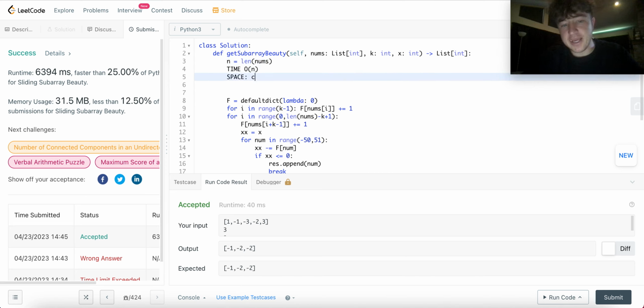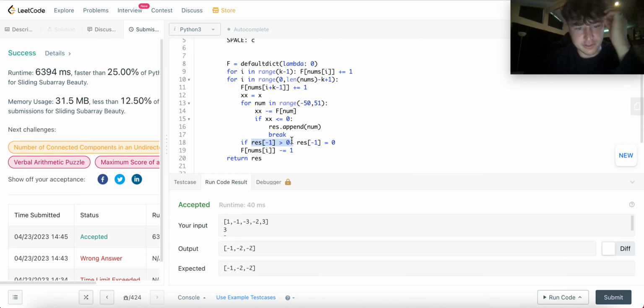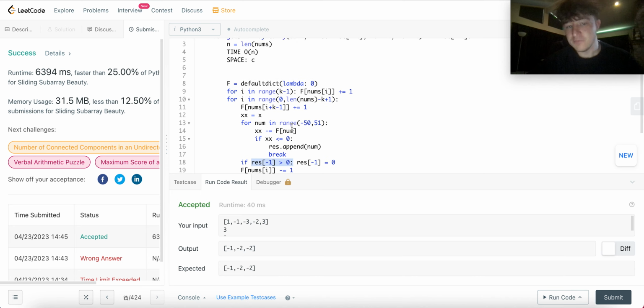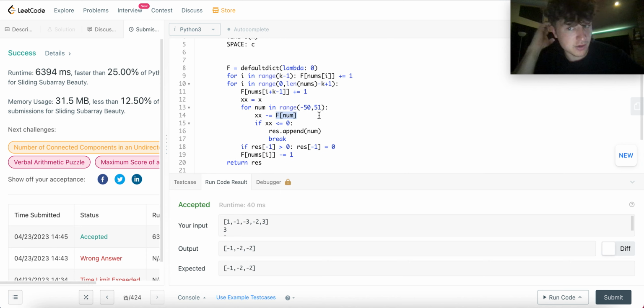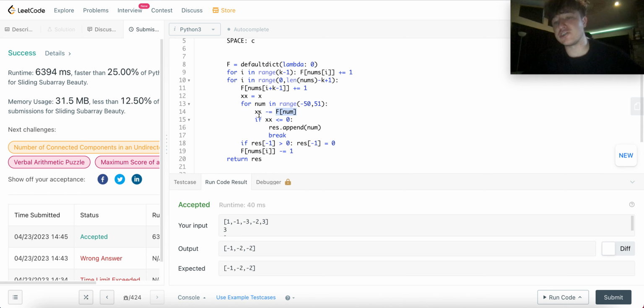Okay, and then for space, well, we have to create n space for res, right? In order to return res, we have to create an array of size n. So it's n space, but it's constant extra space, right? Because this frequency array can only have values from 0 to 50. So constant extra space, O of n space to hold res. All right, guys. We'll learn about bucket sort. That's going to help you a lot with this problem. Non-comparison type sorts.